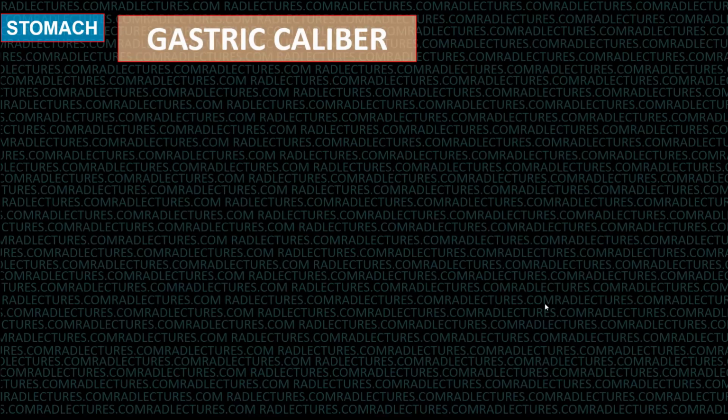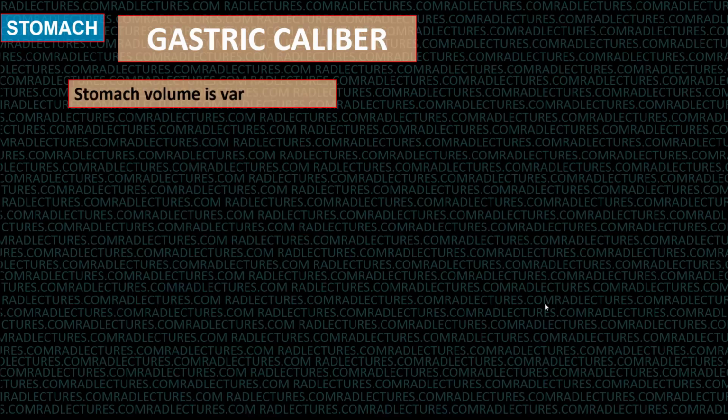Next, we look at the caliber of the stomach, like any tubular structure. Now, stomach volume is variable. If the stomach is empty, it is small. If you fill it up, it is large. We all know how large our stomachs can get. You know, we are all fond of eating.